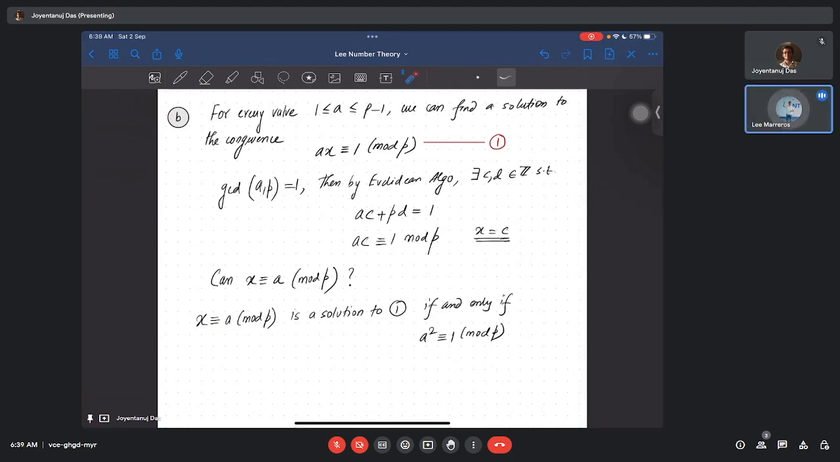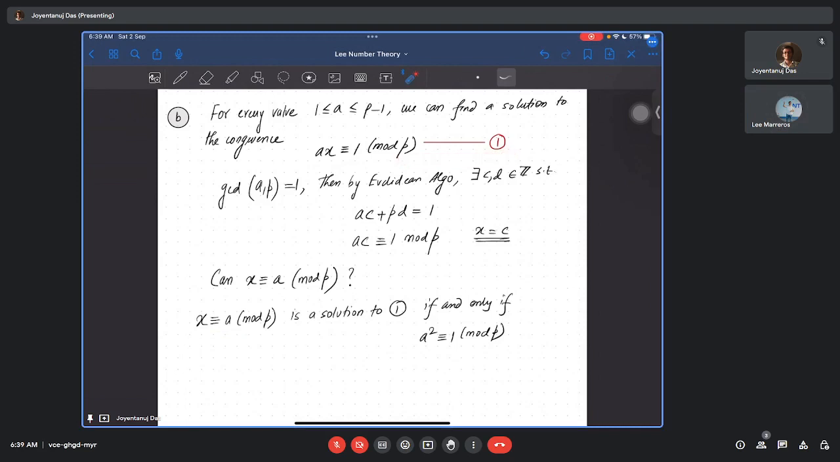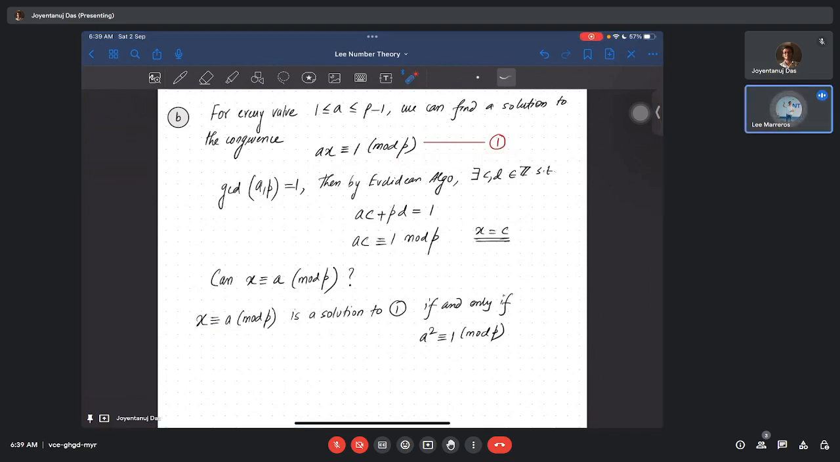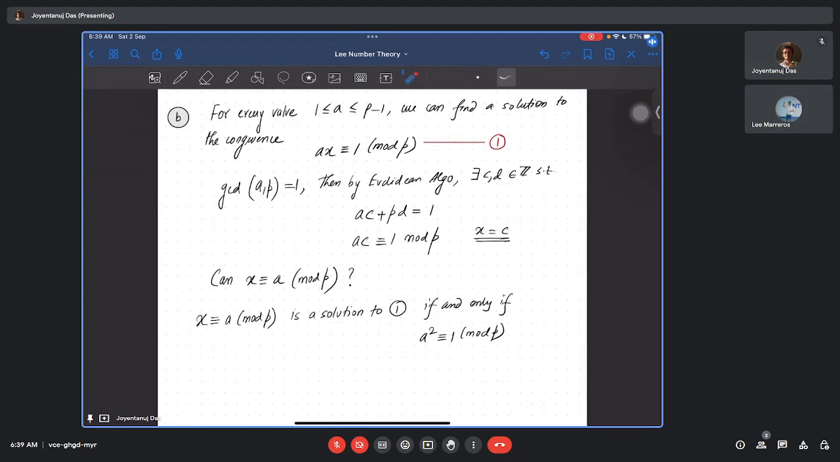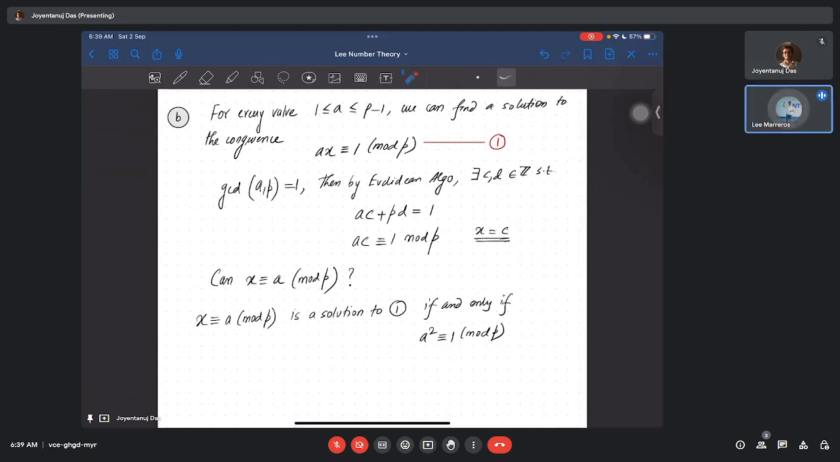Solution of the first equation. Yes, of this equation. Okay, so x equals a will be a solution if it satisfies this equation, right? If I put x equals a, then I get a square equals 1, that is the simple thing I've written down. If you put x equal to a, then you would have a square equivalent to 1 mod p, right?